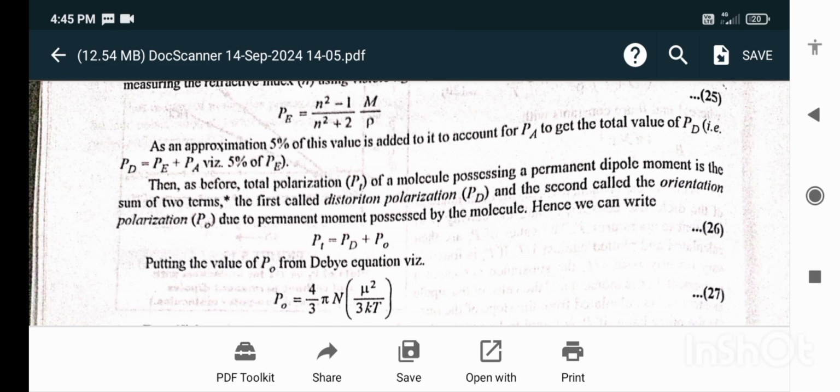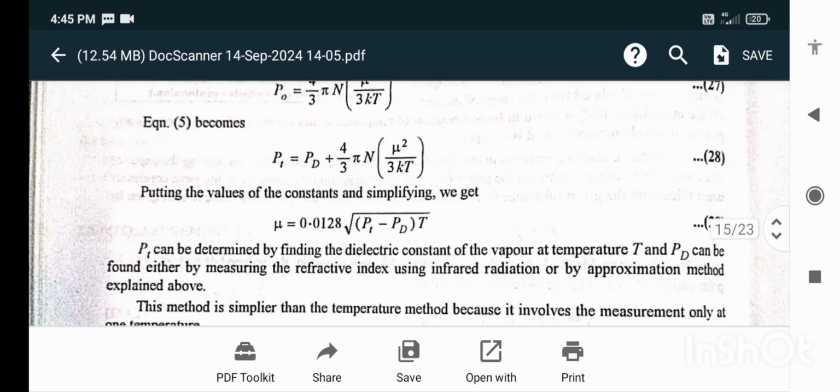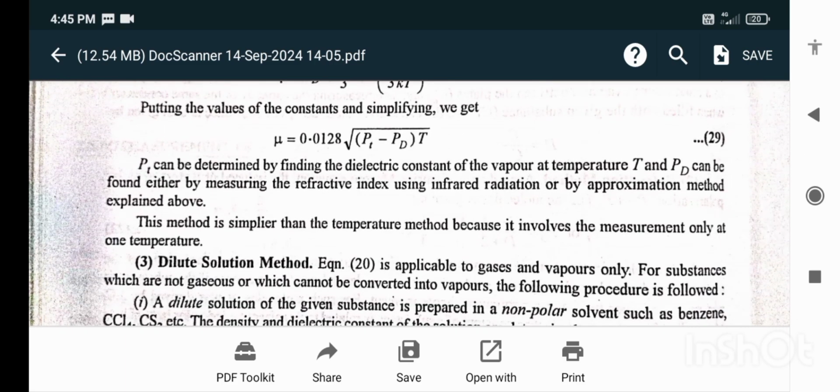And then, as before, the total polarization of a molecule possessing a permanent dipole moment is the sum of two terms, the first called the distortion polarization and the second called the orientation polarization due to the permanent moment possessed by the molecules. Hence, we write Pt is equal to Pd plus P naught. Pt can be determined by finding the dielectric constant of the vapor at the temperature T, and Pd can be found either by measuring the refractive index using infrared radiations or by the approximation method explained above. This method is simpler than the temperature method because it involves measurement at only one temperature. Dilute solution method is applicable to gases and vapors only.